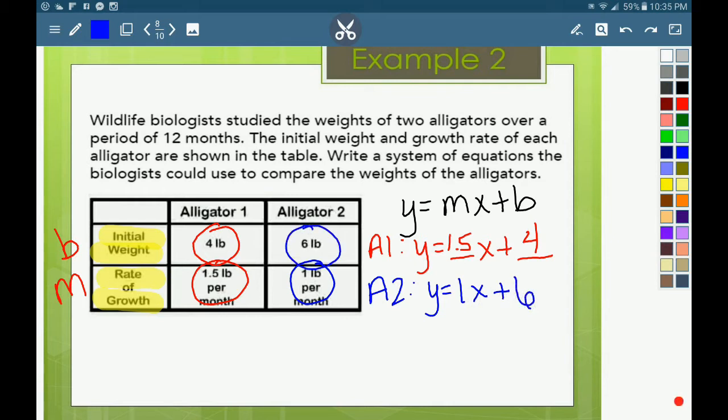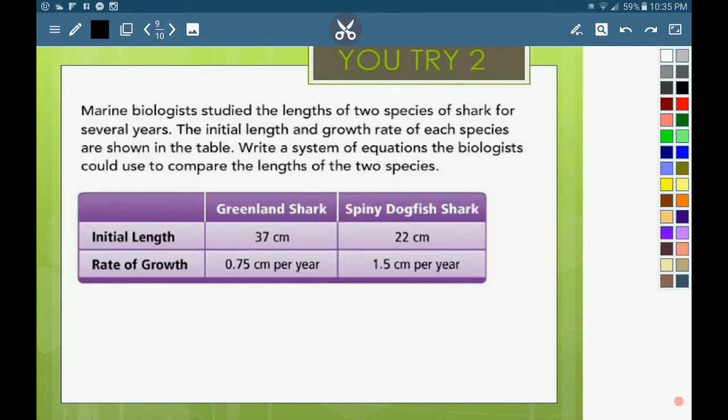So my system, if I were to write it stacked on top of each other, would be y equals 1.5x plus 4 and y equals x plus 6. I didn't write the 1 just because usually you don't have to write the 1. Remember, it can be invisible. And I put my little bracket next to them showing that they are together as 1. So why don't you guys give this a try in your U-Try?